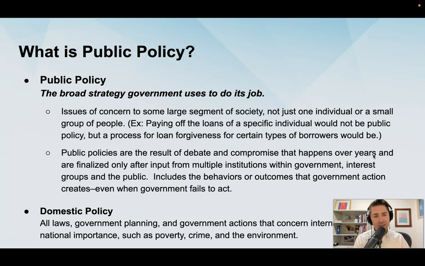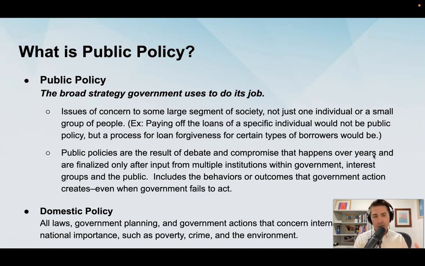Now, when we talk about domestic policy, we're not talking about other countries at all. We're talking about what's happening within the borders of the United States. Okay, so areas of concern, areas of national importance for people living here in the United States, things like poverty. Are people falling into poverty, or do we have help for them? What are the crime levels? Do we have too much crime? Are there issues with policing that we need to address? How about the environment? Are we polluting our rivers and our air?